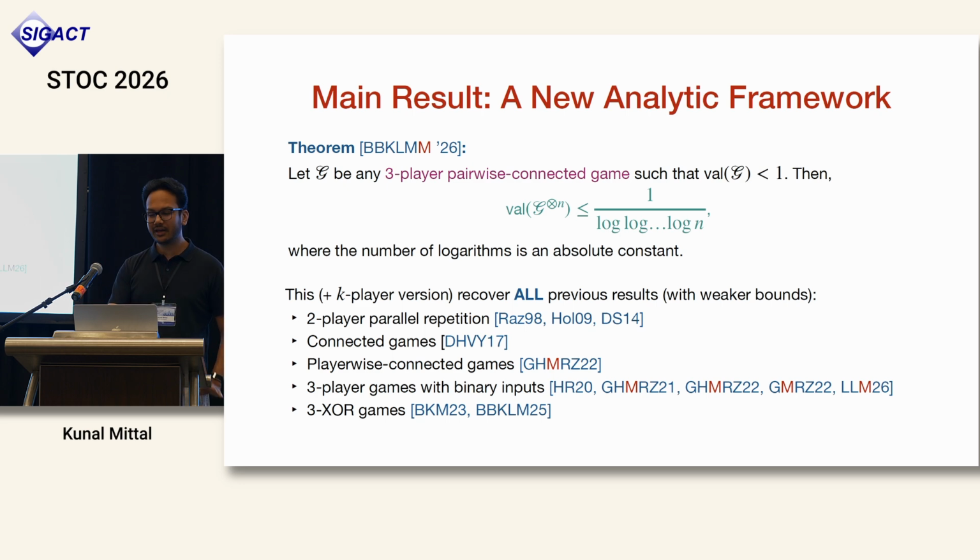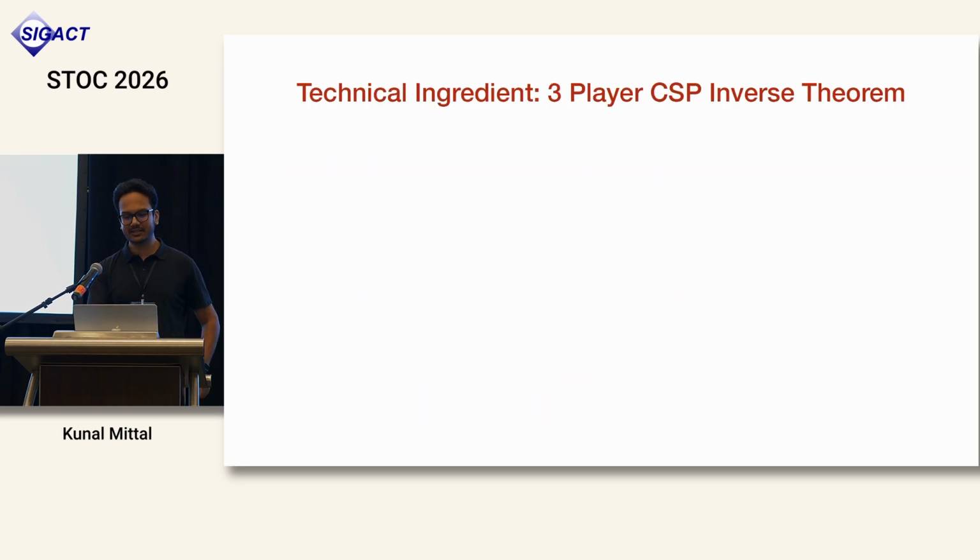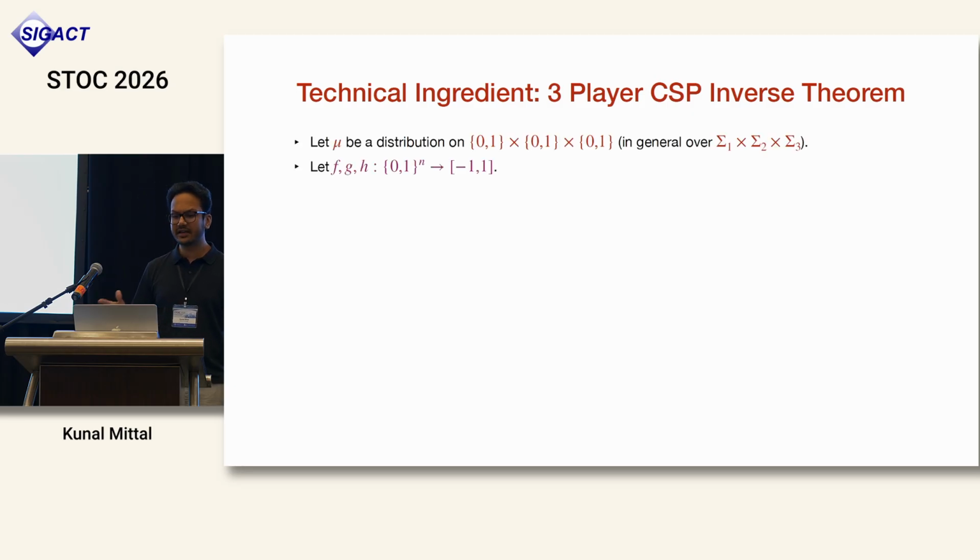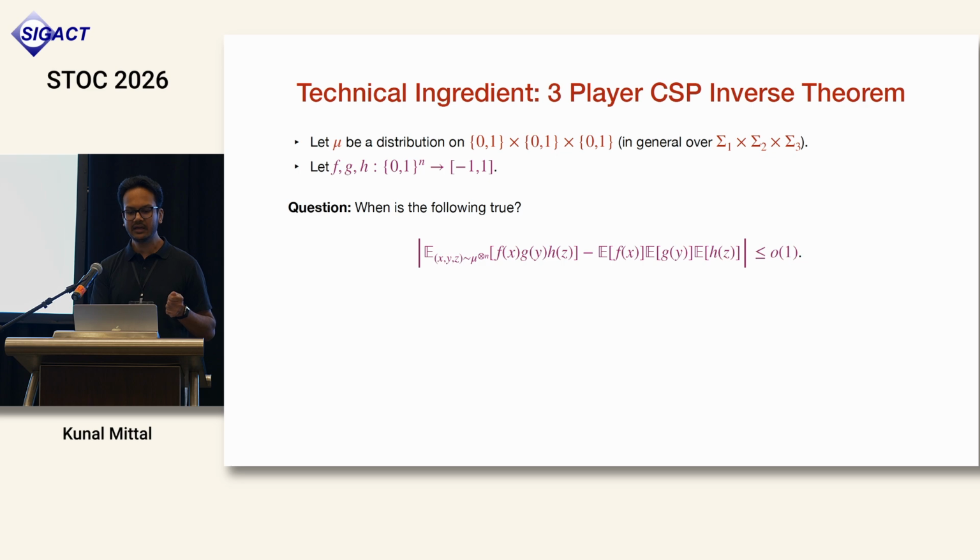Maybe in the last 2-3 minutes, I will just say one slide about how we do things. The main technical ingredient that goes into it is what is called a CSP inverse theorem. The setting is the following. Suppose mu is any distribution on {0,1} x {0,1} x {0,1}, in general over arbitrary Sigma 1, Sigma 2, Sigma 3. And suppose f, g, h are functions from {0,1}^n to [-1, 1]. And I want to understand when the following condition is true.